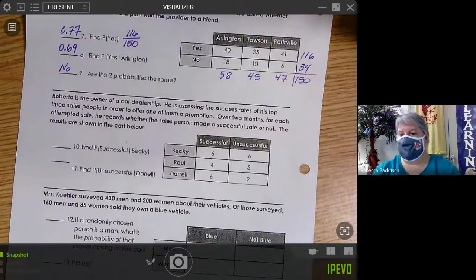I still see a bunch of people working, so I'm going to wait. If you're going on to 12 through 15, feel free. But we're going to do those together, so then you'll know if you were right.